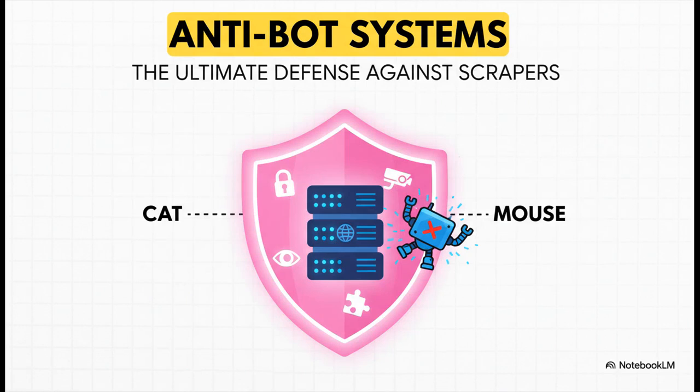Then you've got problem number two. Websites are actively defending themselves. They're using really sophisticated systems. You know, those I'm not a robot checks, like Cloudflare's Turnstile, and they have one single purpose: to spot the difference between a human and a script, and to slam the door on the script. It turns into this constant cat and mouse game.